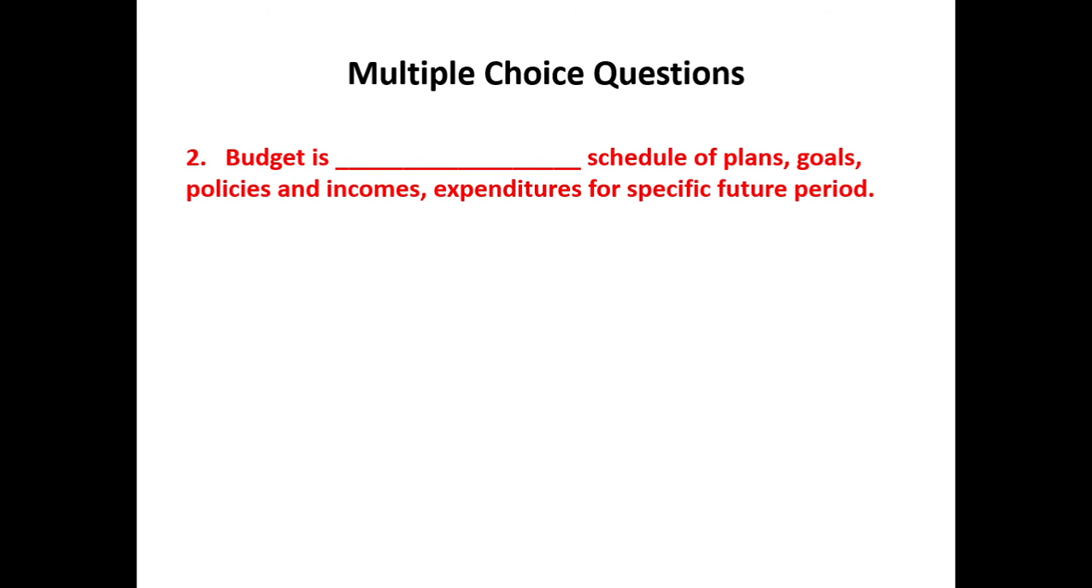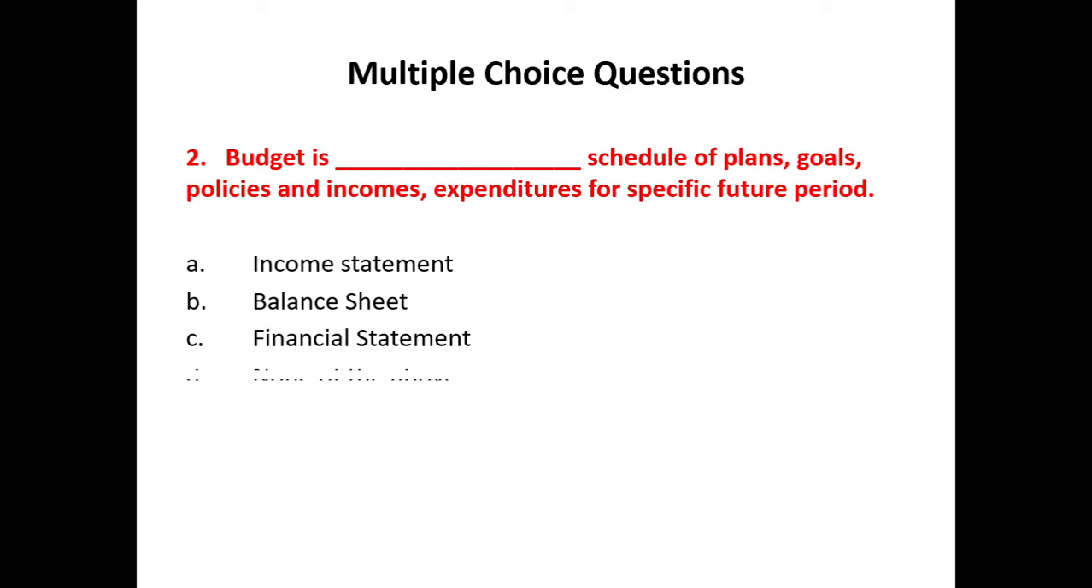The second question. Budget is dash schedule of plans, goals, policies and incomes and expenditure for a specific future period. The options are income statement, balance sheet, financial statement, none of the above. The right answer is financial statement. So, budget is a financial statement, schedule of plans, goals, policies, income, expenditure for a specific future period.